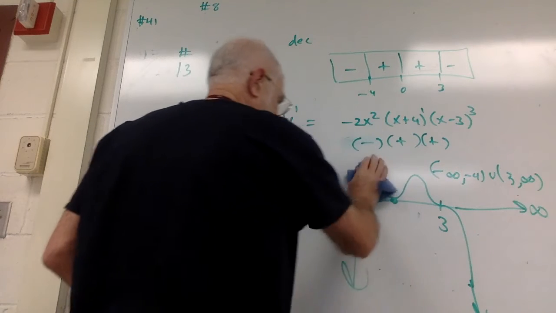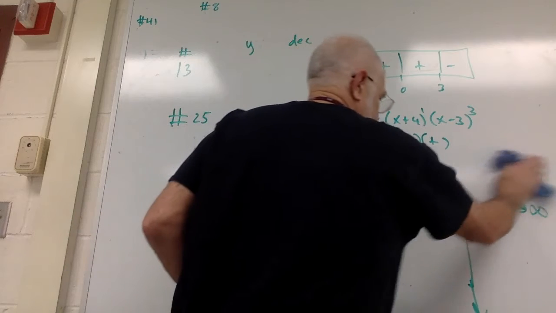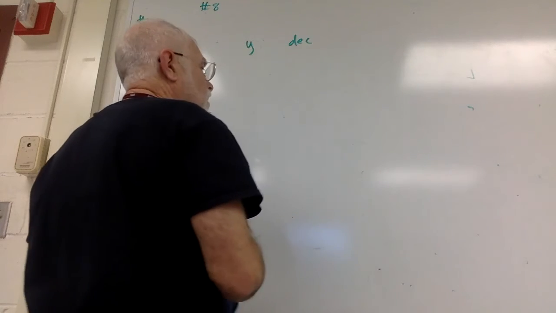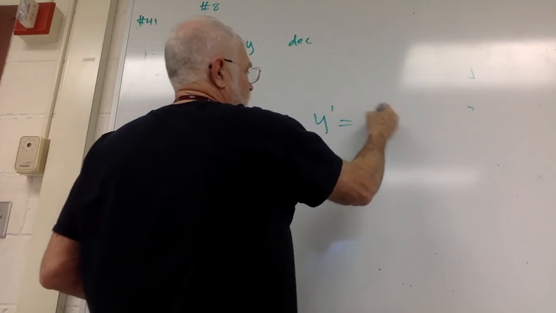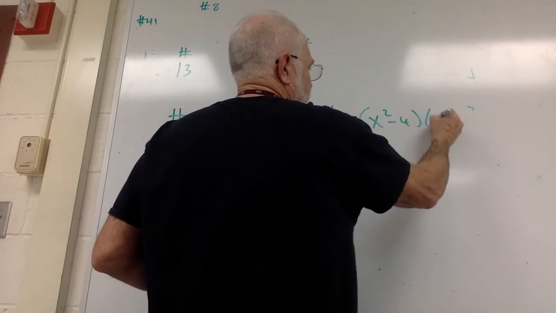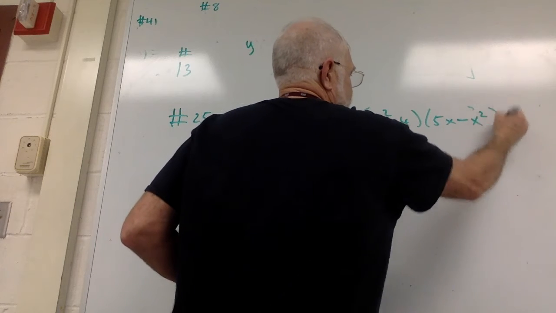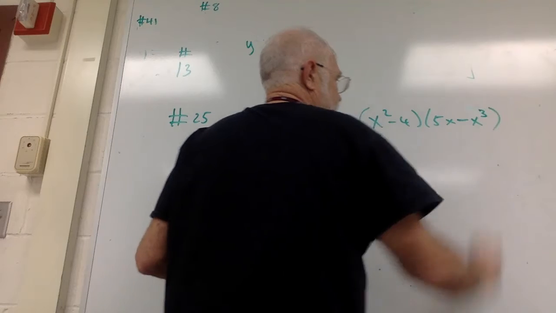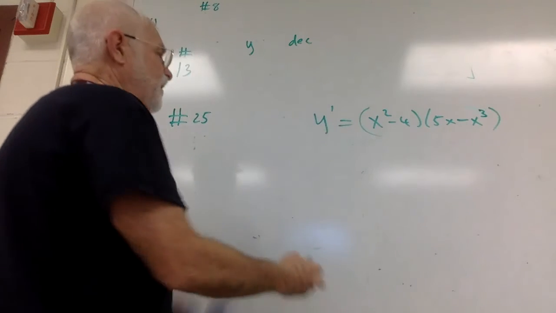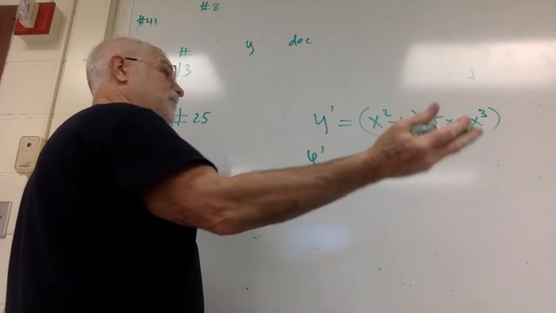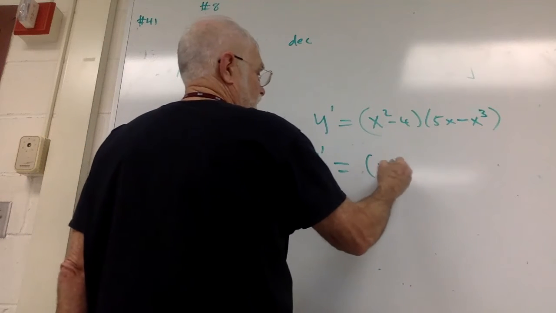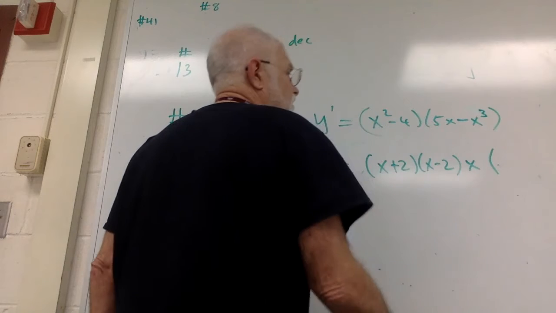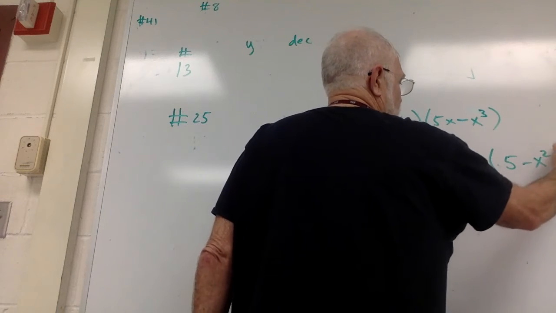Let's do another one. All right, so if I said y prime is equal to (x squared minus 4) times (5x minus x cubed). Let's make it x cubed. Well, obviously, you're going to find the critical numbers. You got to factor it. And that's a prerequisite for taking calculus, that you know how. So (x plus 2), (x minus 2), factor out an x, and you get 5 minus x squared.